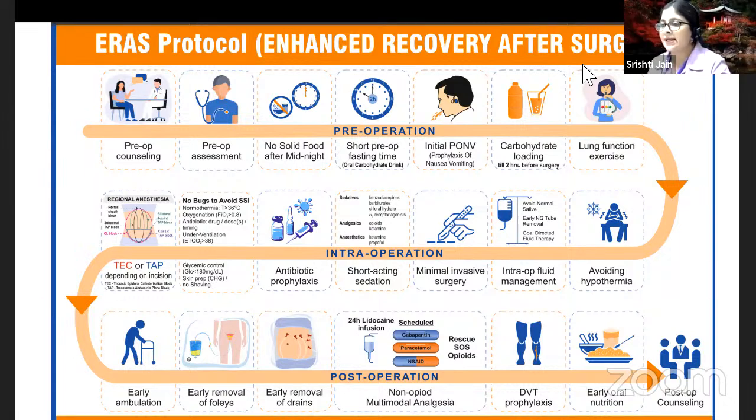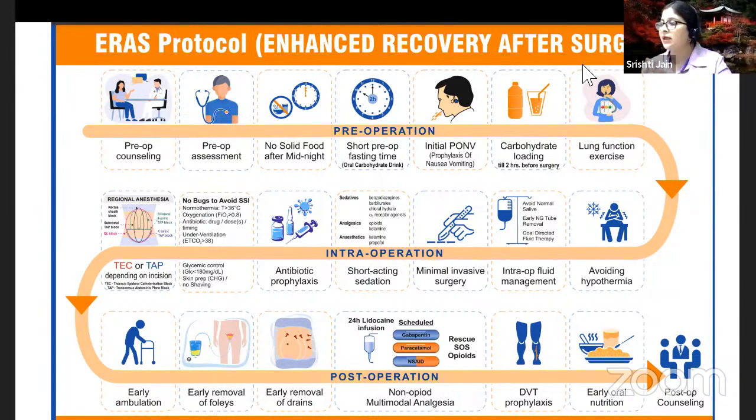Avoiding hypothermia to avoid SSI, that is maintaining normothermia. So putting warmers to the patients if they are really cold or coming from the theater. Oxygenation, try to keep FiO2 of more than 0.8 for 1 hour. Antibiotic prophylaxis, Dr. Pramod has already discussed very nicely in detail about the antibiotic prophylaxis. Underventilating, keeping an EtCO2 of more than 38, glycemic control, skin preparation with chlorhexidine and no shaving. Then short-acting sedatives, right? Avoiding benzodiazepines, minimally invasive surgery, like laparoscopic surgeries are preferred over open surgeries.